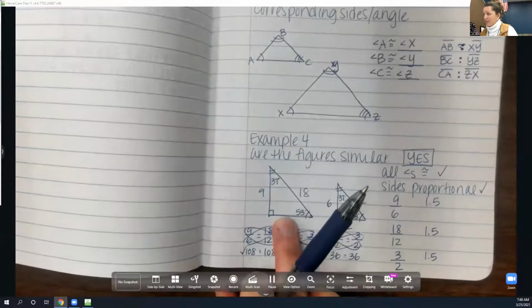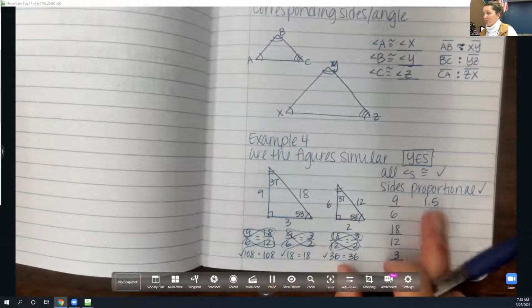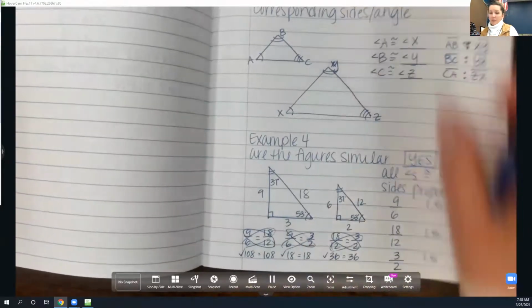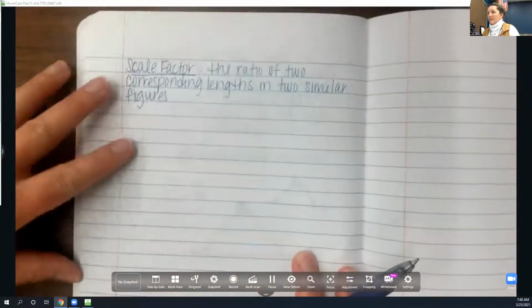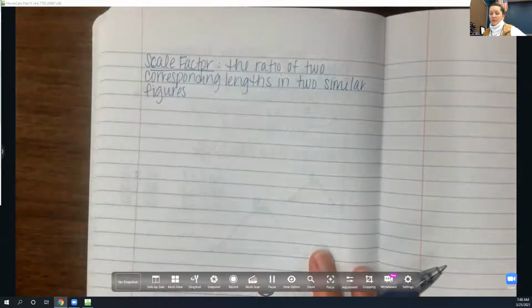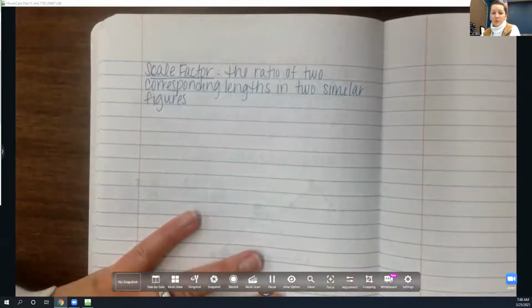If I'm going from this one to this one, it's getting smaller, so I'm dividing it by 1.5. And if I go the other way, I'm multiplying it by 1.5. So that's the definition of scale factor, the ratio, or fraction. Remember, ratio is the same as fraction, of the two corresponding lengths in two similar figures.